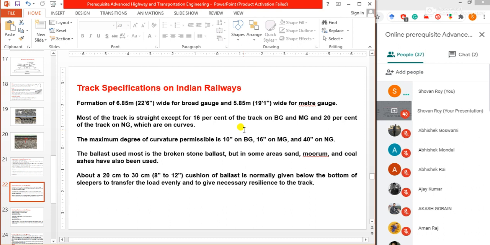Then about 20 centimeter to 30 centimeter.